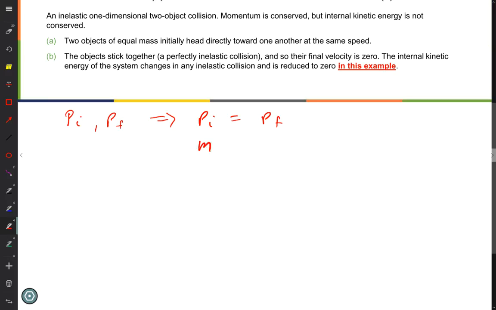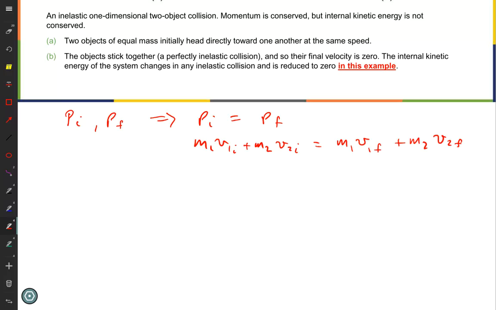So mass 1, V1 initial. Mass 1 isn't changing. It's only the speed that's changing. M1 V1 initial plus M2 V2 initial equals M1 V1 final plus M2 V2 final. So that's your first condition for the inelastic collision. Now I'm going to rearrange this in a way that may seem to be no more beneficial, but you'll see when I get to elastic a benefit.